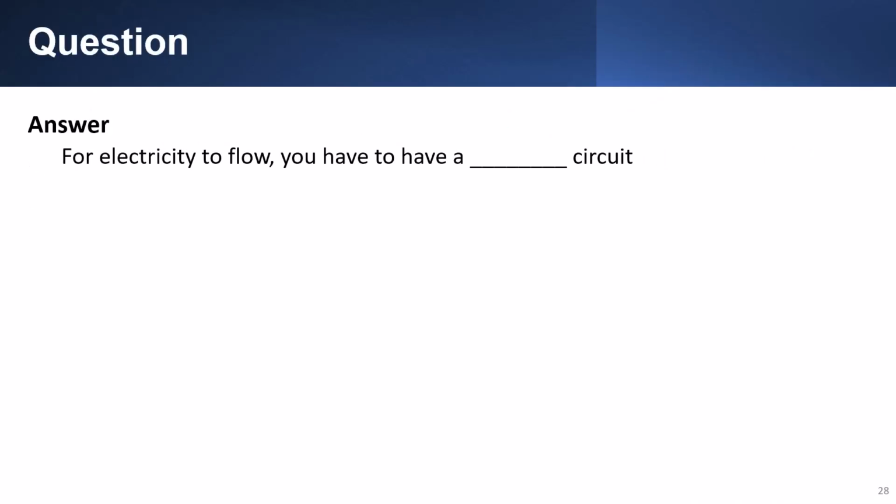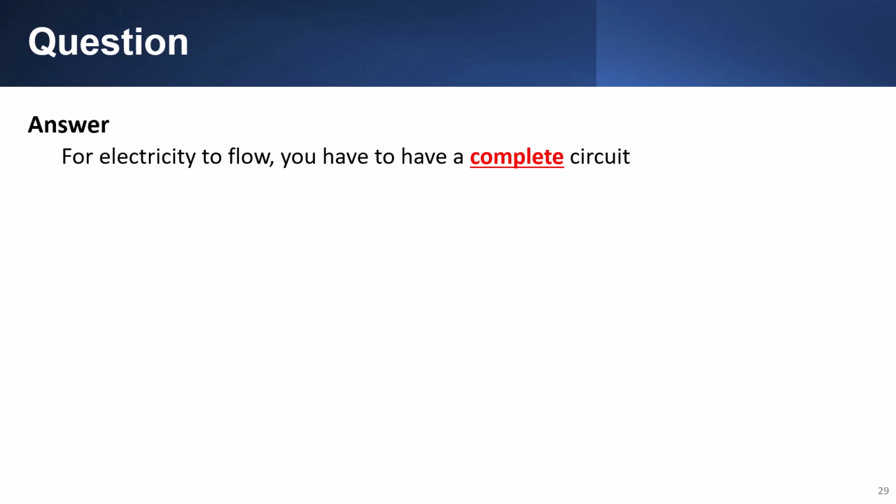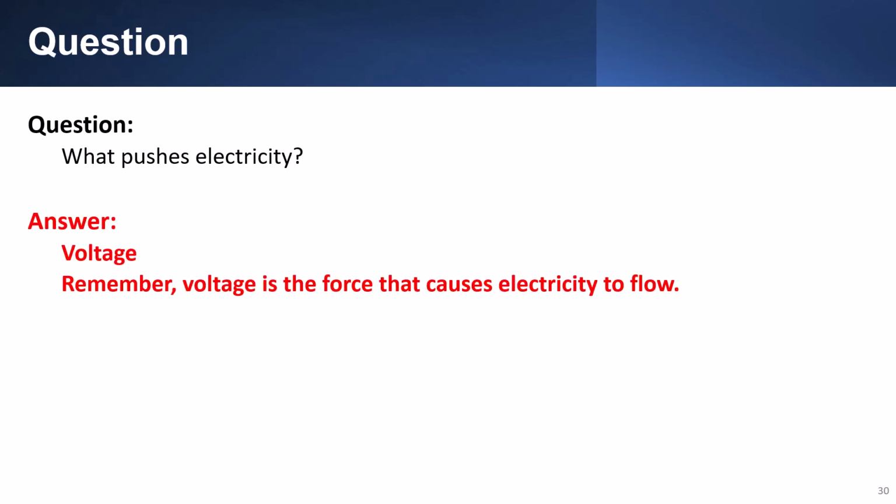Question: fill in the blank. For electricity to flow, you have to have a blank circuit. Answer: for electricity to flow, you have to have a complete circuit. Question: what pushes electricity? Answer: voltage. Remember, voltage is the force that causes electricity to flow.